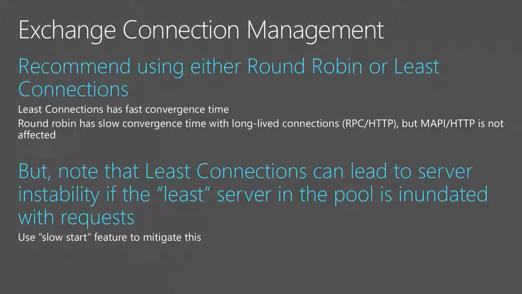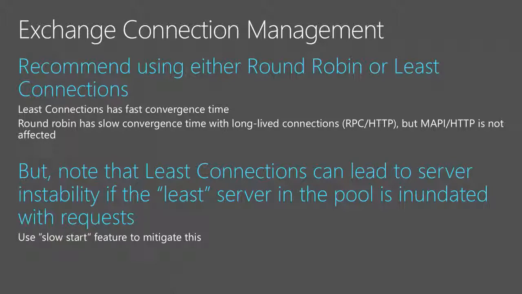So when you think about something like round robin, that has a very slow convergence time for long-lived connections. That would be one of the drawbacks there. And when you think about something like Outlook Anywhere, RPC over HTTP, those are all long-lived connections. So if you're using Outlook Anywhere and round robin, it would take a while to get that sort of uniform dispersal of connections across your server pool.